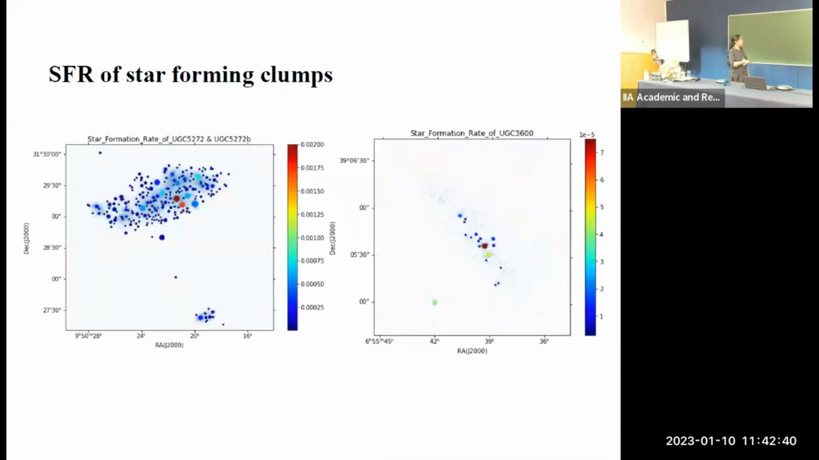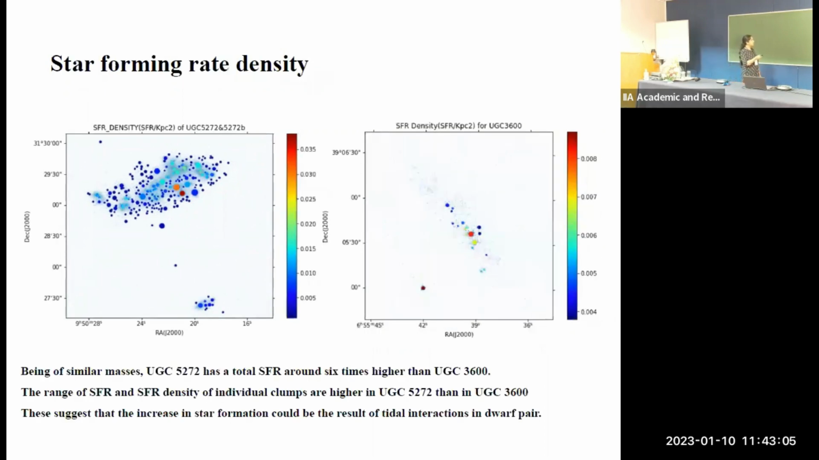And we also check for the star formation rate of these clumps. We can see that this is the color scale here compared to the main galaxy. This is 5272 and UGC 3600. You can see there is an order of magnitude difference in the star formation rate of the clumps. But the star formation rate, when you take from this, is also dependent on the clump size. So we need to remove that bias by calculating the star formation rate density.